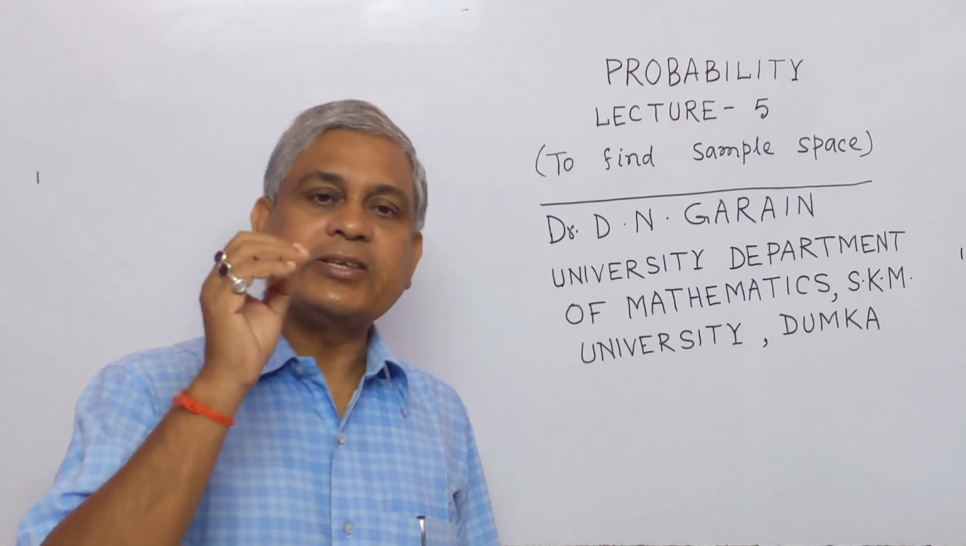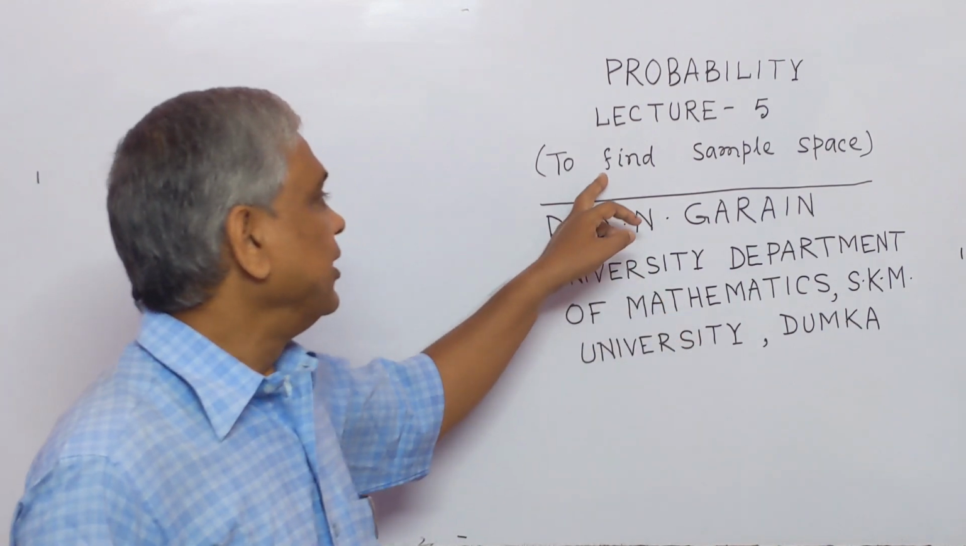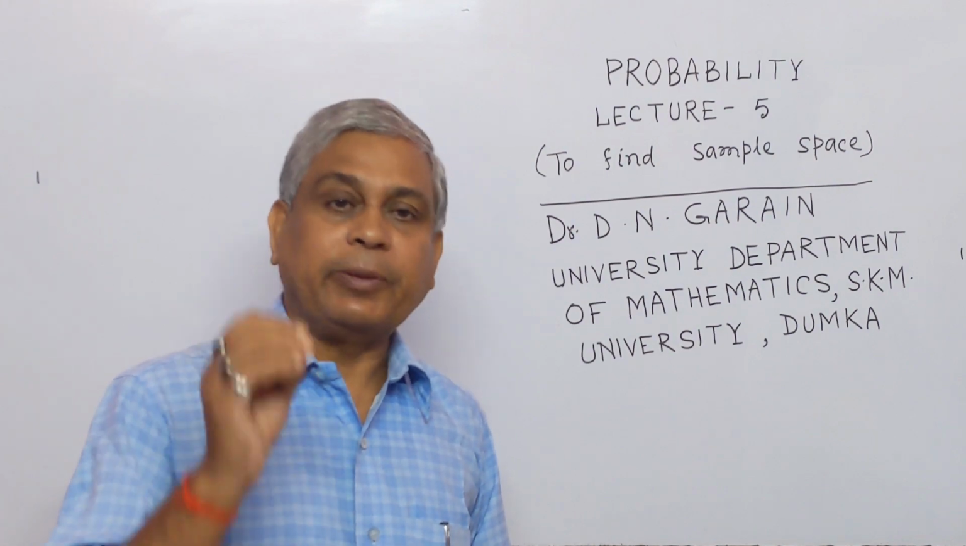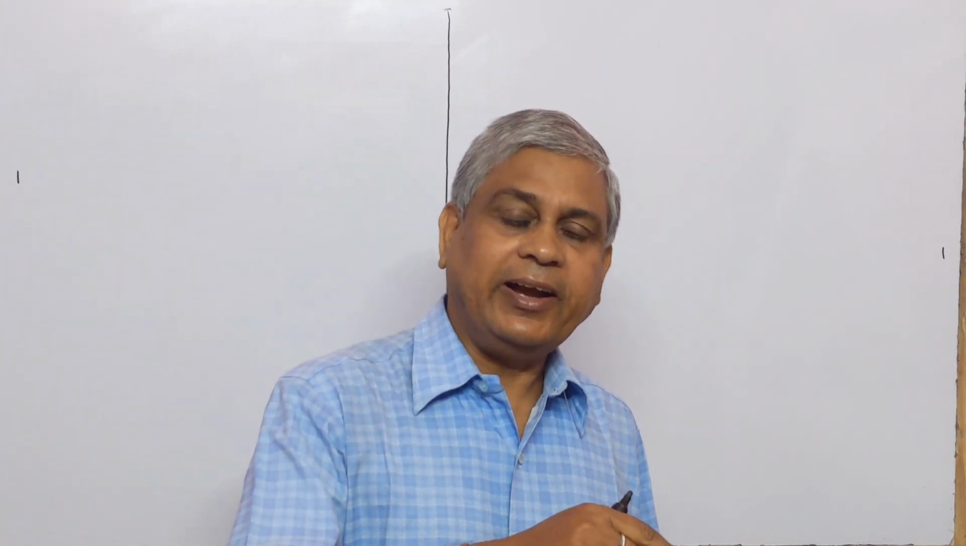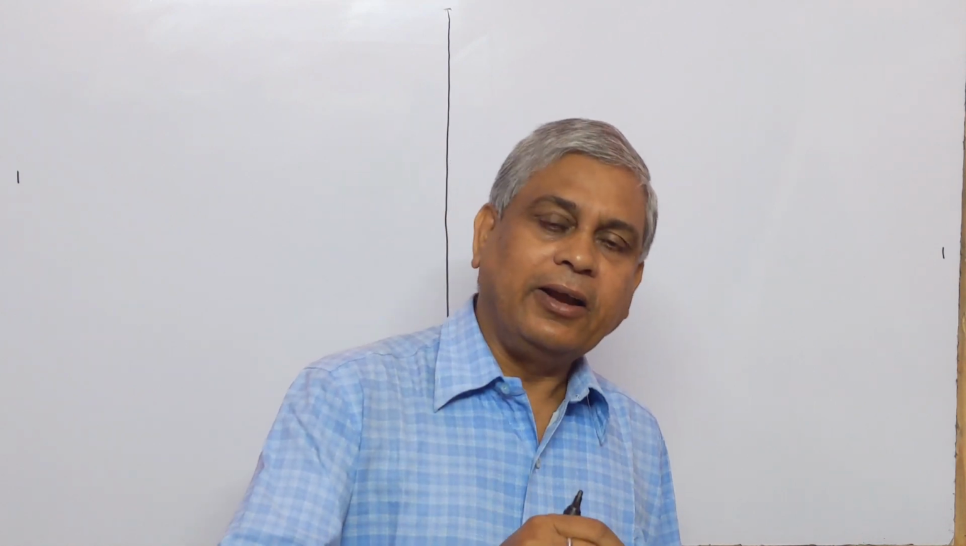Today I will describe the process to find sample space of random experiments. A coin has two sides. One side is head and other side is tail. If we throw a coin, we get outcomes either head or tail.